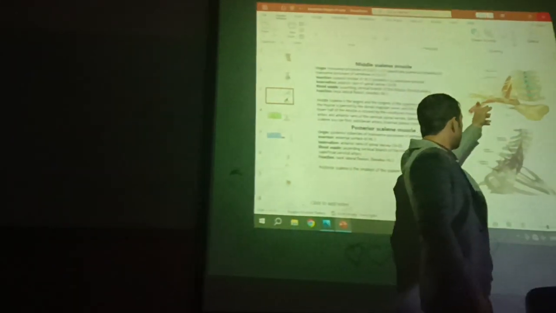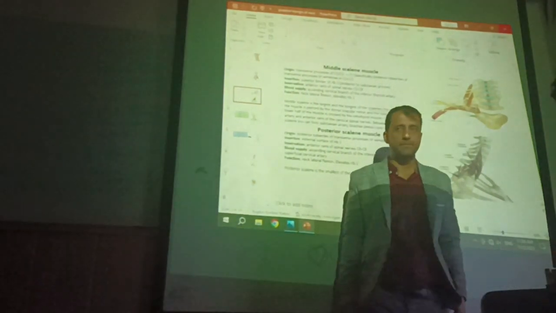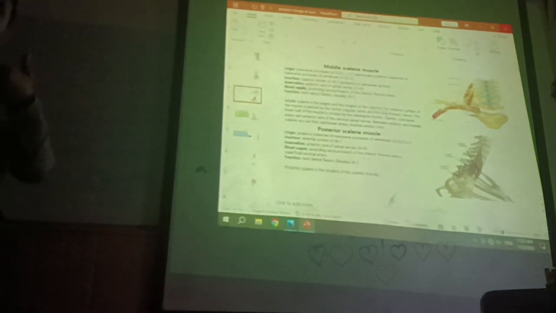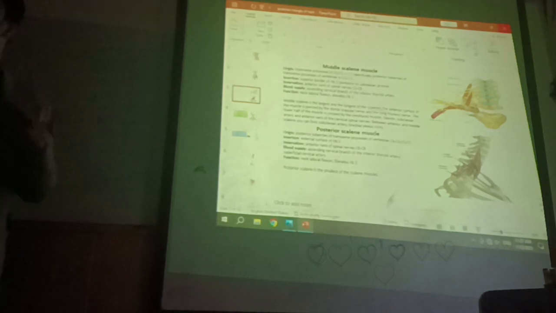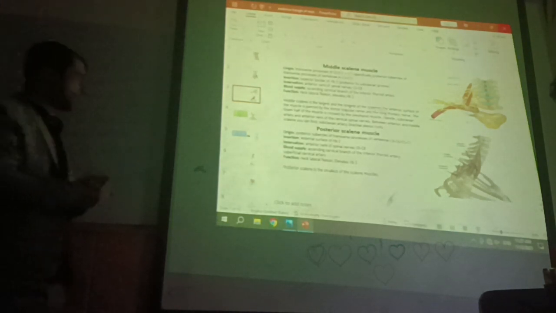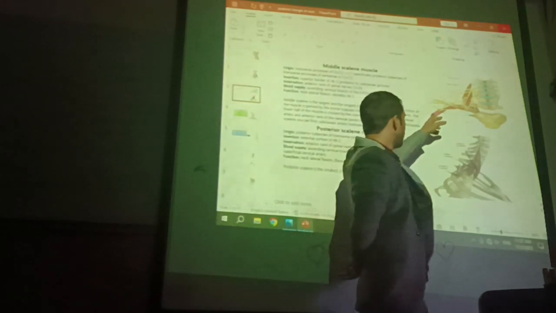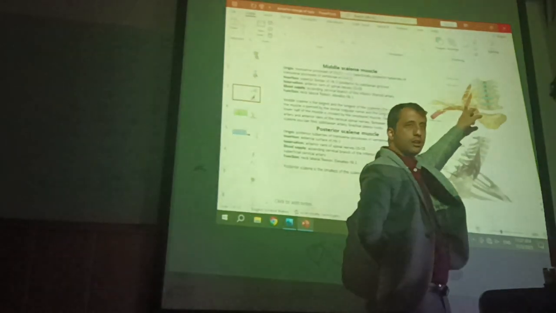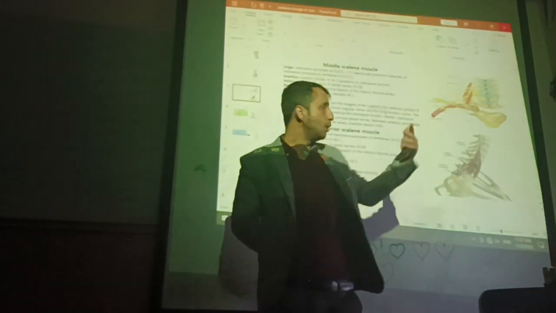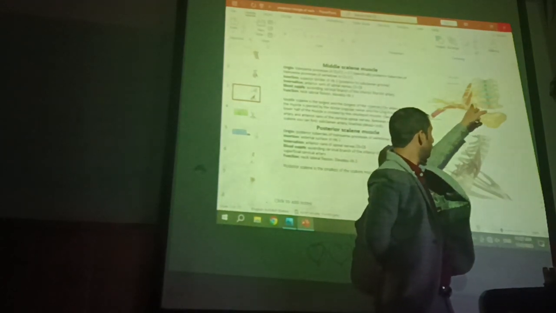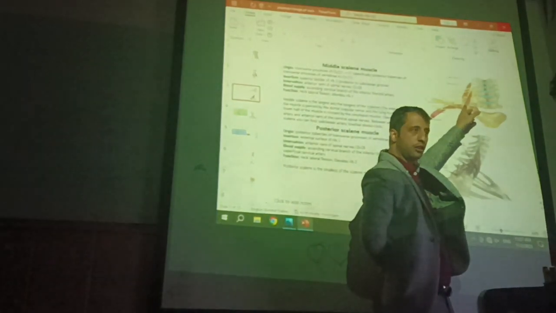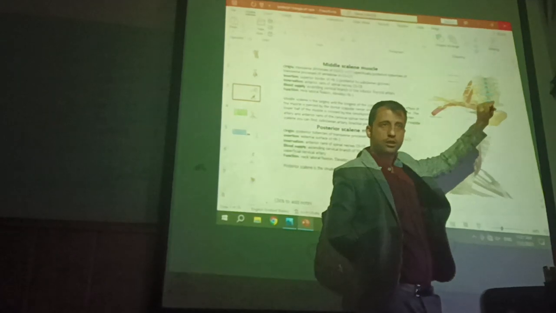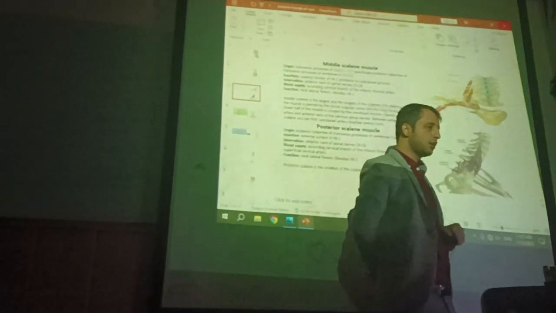Also, what is this artery? Subclavian artery. The subclavian artery also travels between the anterior and middle scalenus muscle. We divide the subclavian artery into three parts according to the anterior scalenus muscle: the first part, the second part just posterior to this muscle, and here, the third part, after the anterior scalenus muscle.